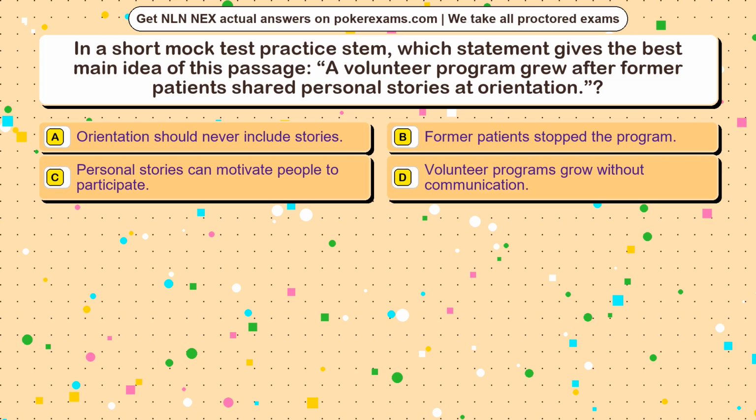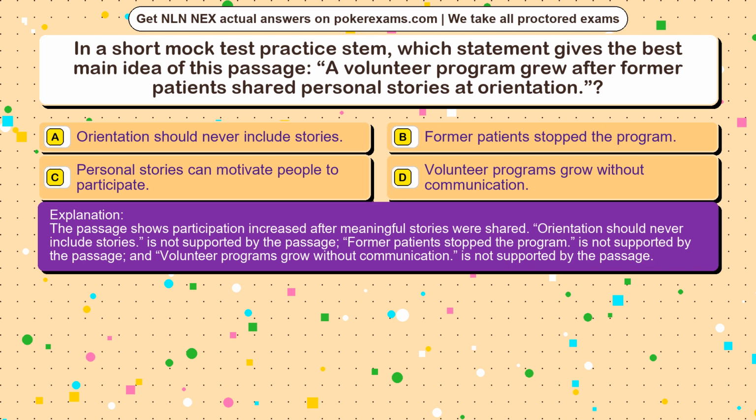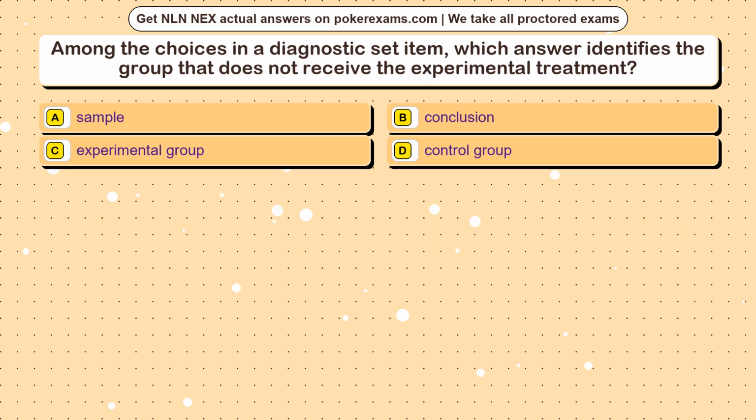The correct answer is option. The passage shows participation increased after meaningful stories were shared. "Orientation should never include stories" is not supported by the passage. "Former patients stopped the program" is not supported by the passage, and "volunteer programs grow without communication" is not supported by the passage.